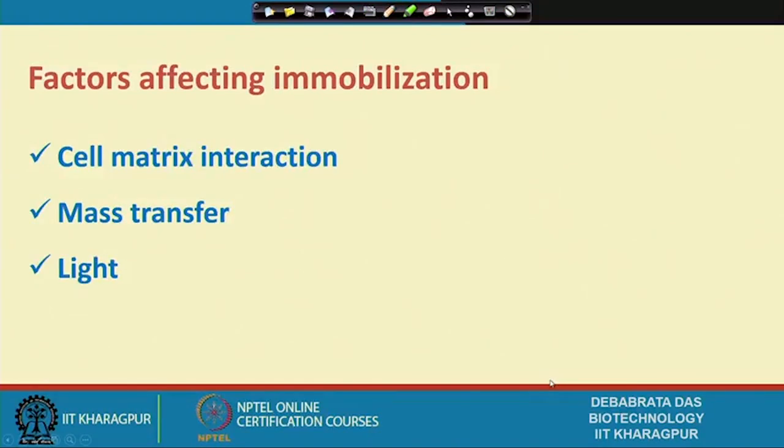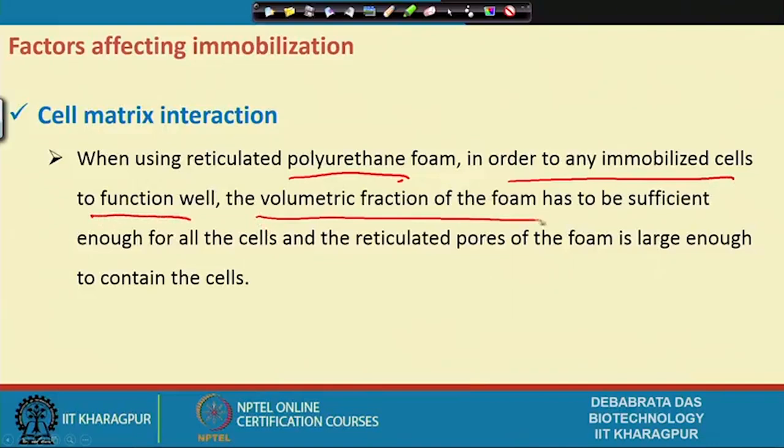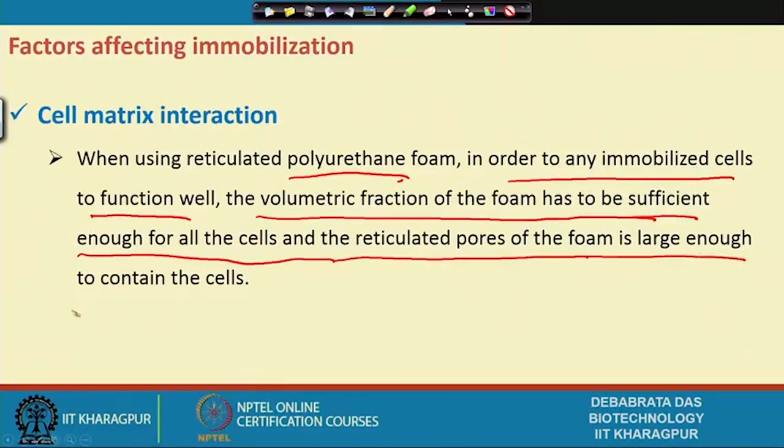Now, there are several factors that affect the immobilization technique. One is cell-matrix interaction, mass transfer, and light. These are the different factors that influence this process. If you look at cell-matrix interaction, when using reticulated polyurethane foam, which we know is largely used for insulation purposes, in order for the immobilized cells to function well, the volumetric fraction of the foam has to be sufficient so that the reticular pores of the foam are large enough to contain the cells.